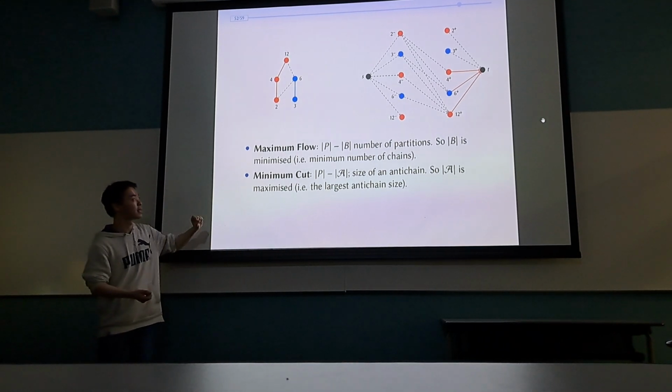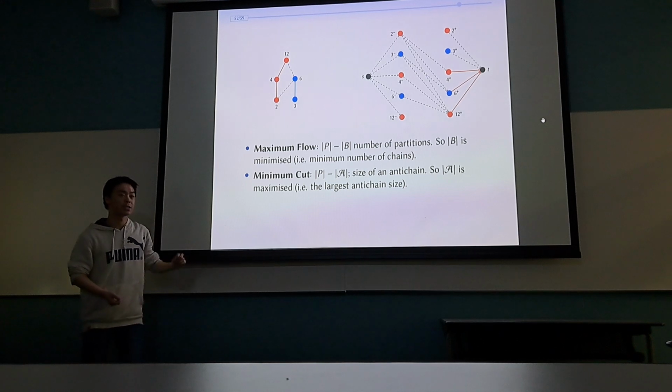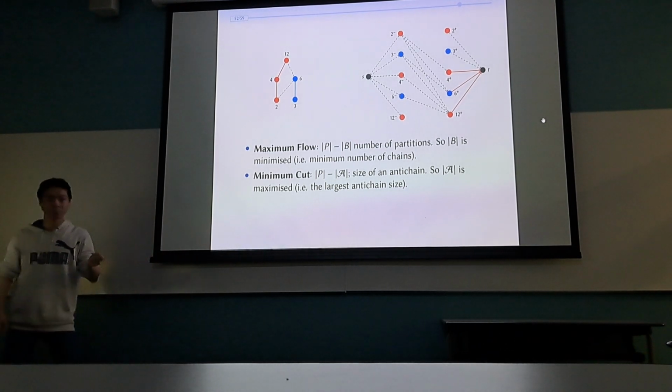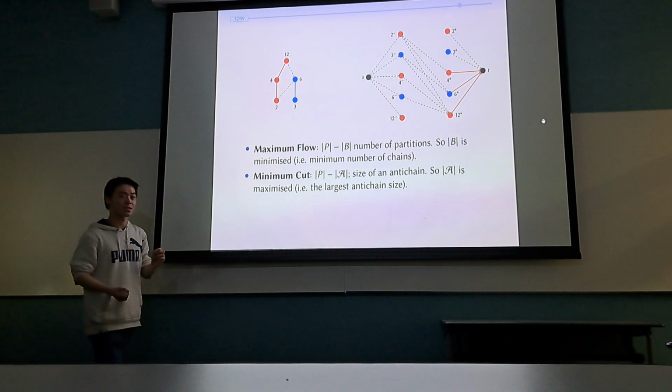So you can kind of see that the maximum flow and the minimum cut play a huge role in proving Dilworth's theorem. Does anyone have any questions?